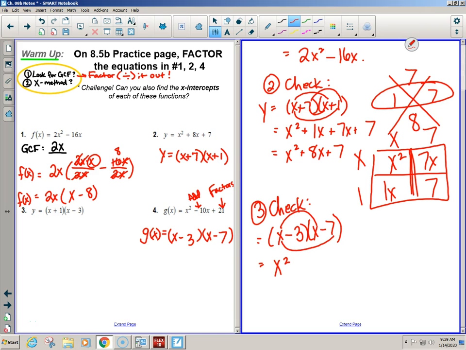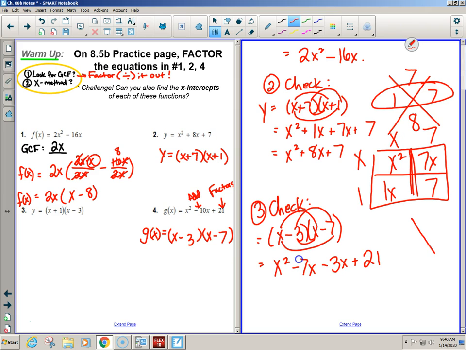Negative 7 times x? What's inner? What's negative 3 times x? And what's last? Did all of our signs turn out the way we needed them? We have a plus 21. We have a negative 7 plus a negative 3, or minus 3, is negative 10. And then we can go ahead and simplify.